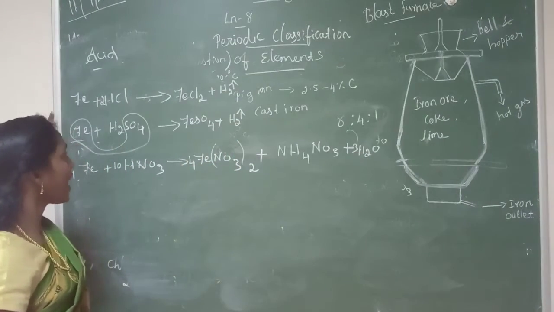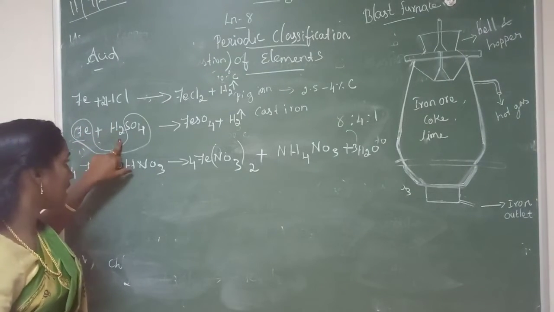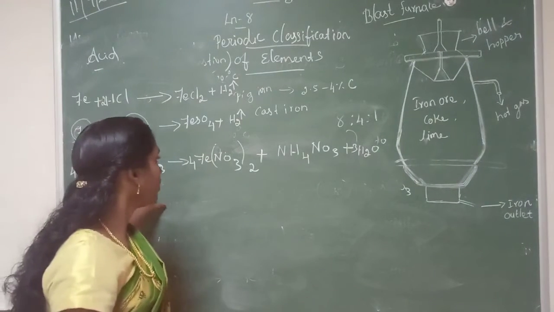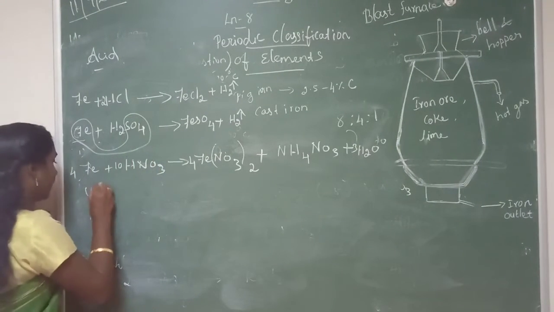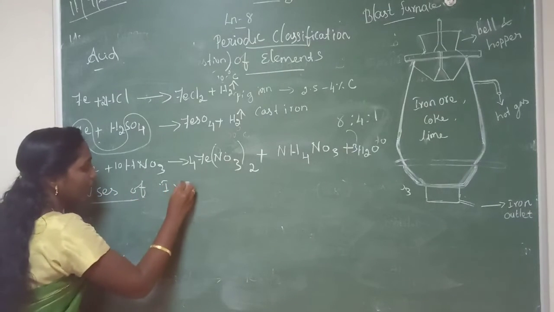Have you understood three reactions? First one, iron reacts with hydrochloric acid, then sulfuric acid, then nitric acid. Then next we are going to learn uses of iron. Uses of iron.